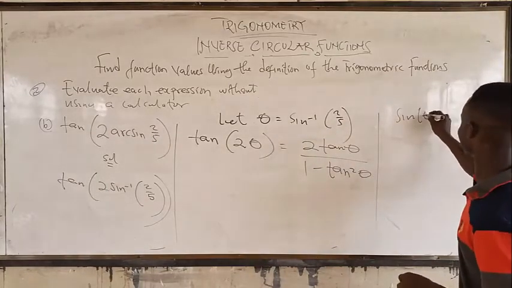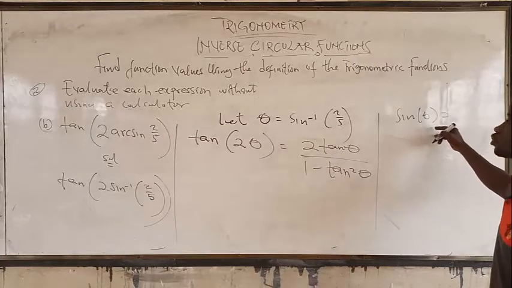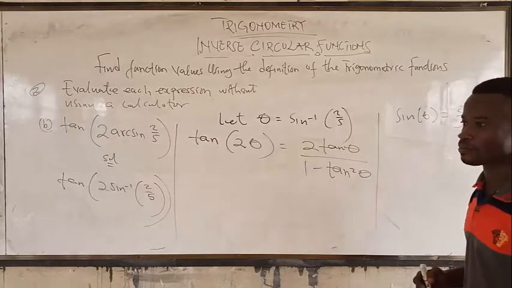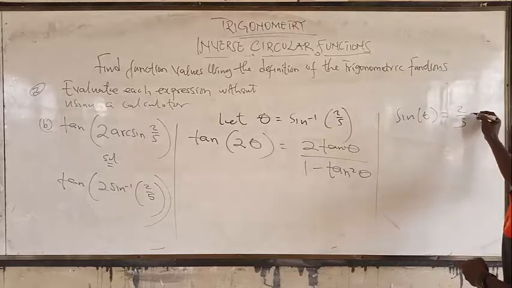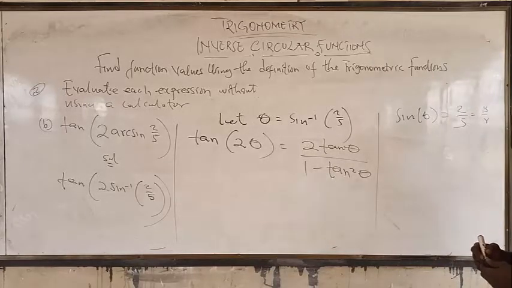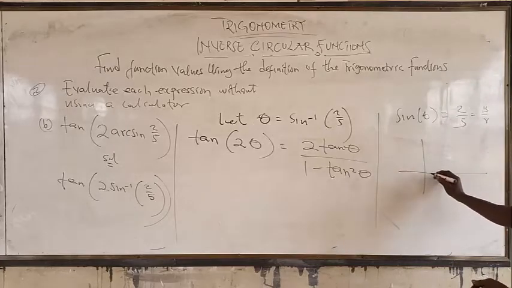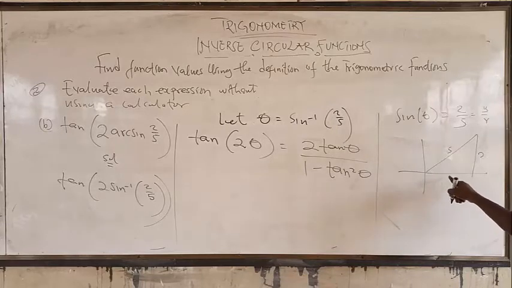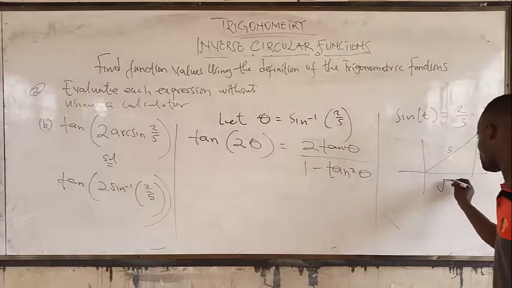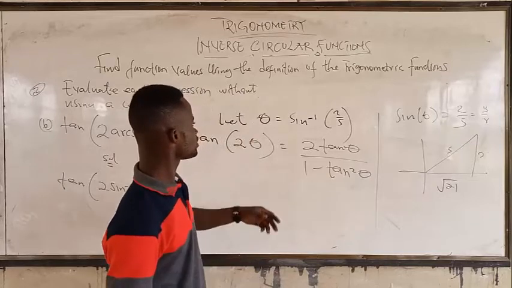When you take sine on both sides here, you get sine theta equal to 2 over 5, which is the same as y over r. With this, it will be in the first quadrant because it is positive. Here r is 5, y is 2. So we go and look for x. I leave that one to you to do. When you do, you get square root of 21.